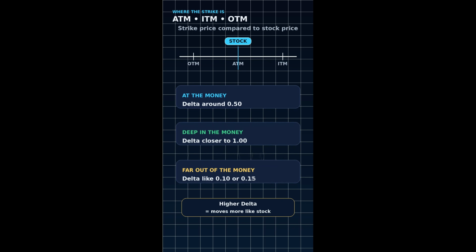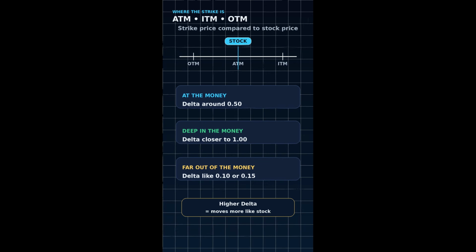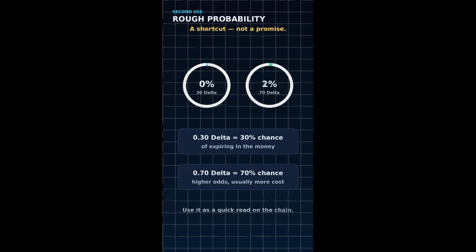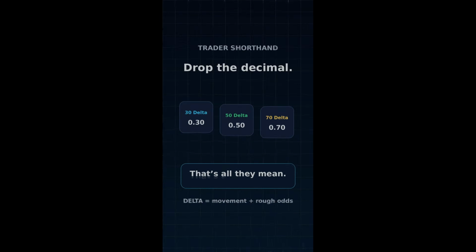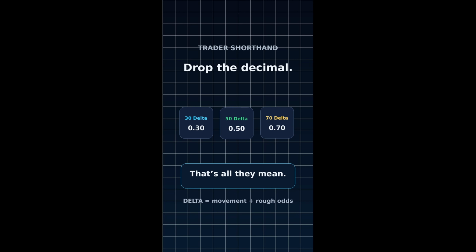And that brings me to the second thing Delta tells you. Delta is also your probability number. A 0.30 delta option has roughly a 30% chance of expiring in the money. A 0.70 delta option has about a 70% chance of expiring in the money. That's why when you look at an options chain, you can use delta to immediately gauge the odds you're working with on any given strike. Traders drop the decimal and just call it a 30 delta, 70 delta, 50 delta.